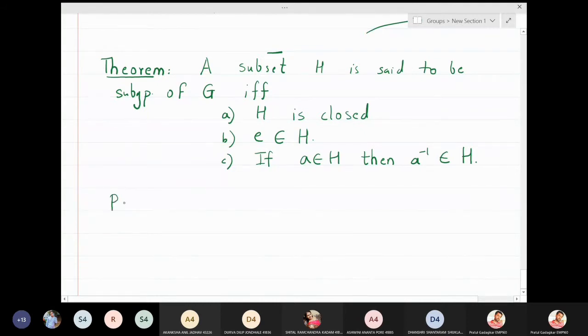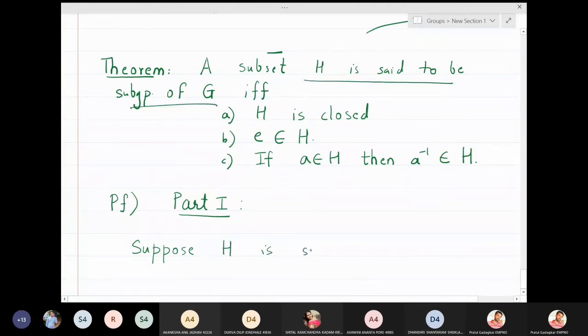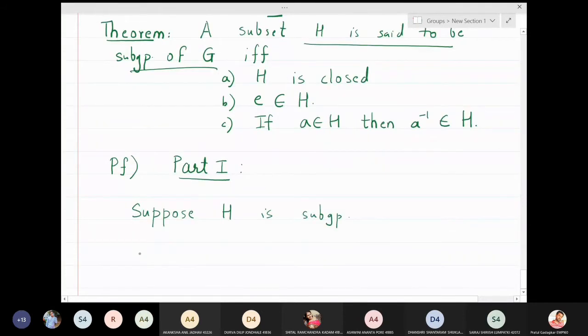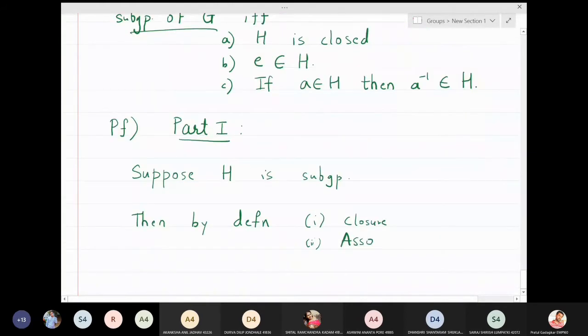So the proof consists of two parts. The first part is, suppose H is a subgroup. Suppose H is a subgroup. If H is a subgroup, then by definition, what can I say? By definition, closure, associativity, identity, and inverse, all these four axioms are true.